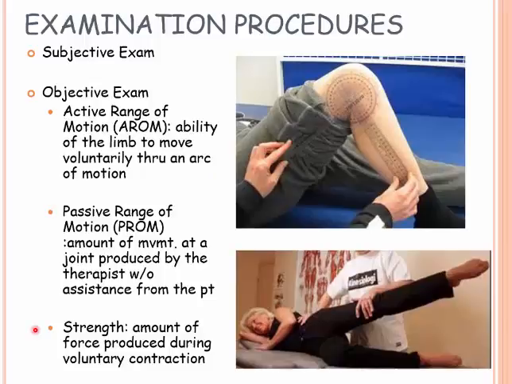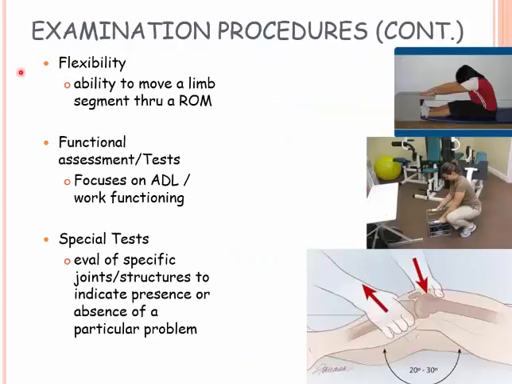Another common examination technique is manual muscle testing. Using manual muscle testing, the physical therapist will examine strength. Strength is defined as the amount of force produced during a voluntary contraction. Manual muscle testing is depicted in the slide where the PT is providing manual resistance to test the strength of the subject's lower extremity, as depicted here. Other examination procedures which the physical therapist may employ include flexibility, functional assessment, and special tests.